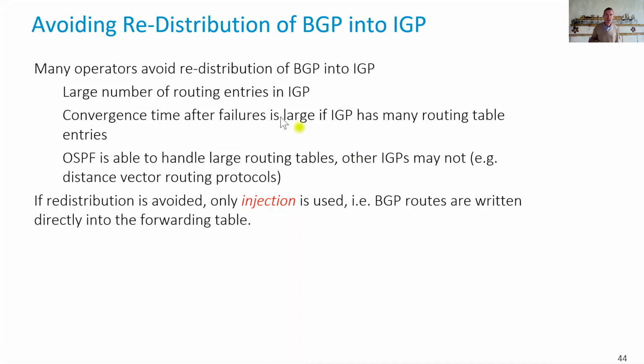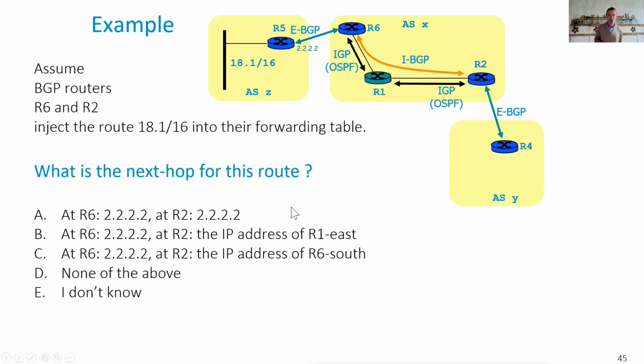As I mentioned, in the past and still today, many operators don't do redistribution, they do only injection. So how does injection work? Well, injection means that R6 injects the route 18.1/16 in its forwarding table, and R2 also, although R2 has learned it internally, but it knows about a route to this, so it will inject it into its forwarding table.